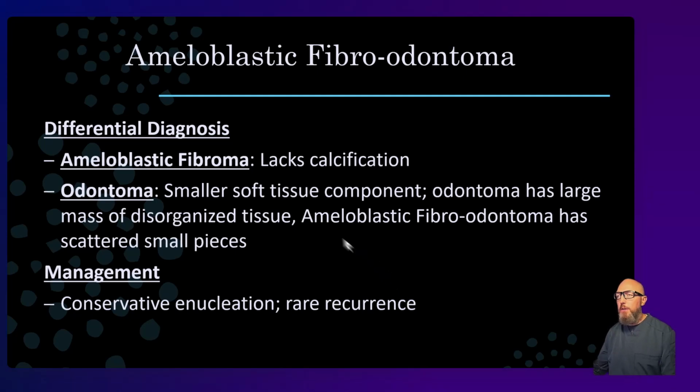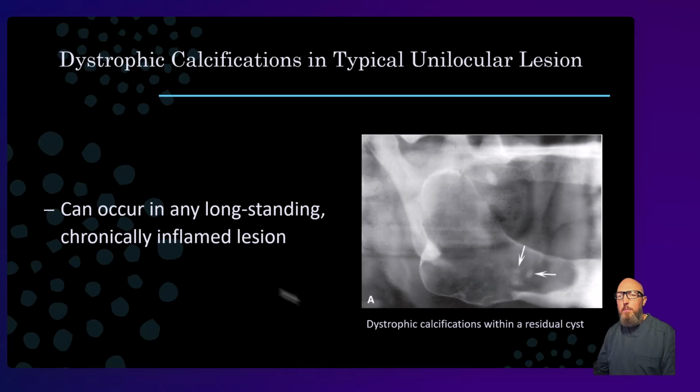It's rare to recur. Okay, and then remember our CACAO mnemonic, we left out O, which was for osseous dysplasia, because we already covered that. And so this is just a reminder, you've seen this image before, but any lesion left long enough with chronic long-standing inflammation can develop calcifications, even a residual cyst. You've probably seen this for the third time now.